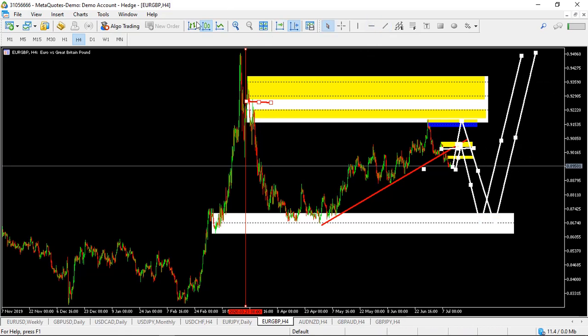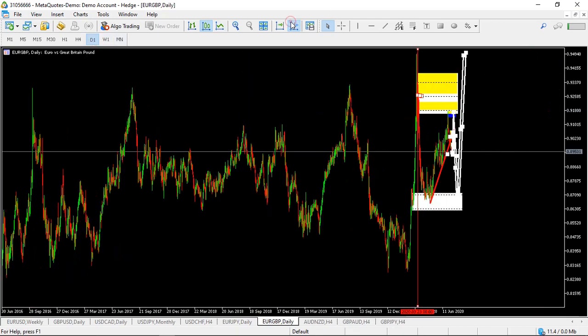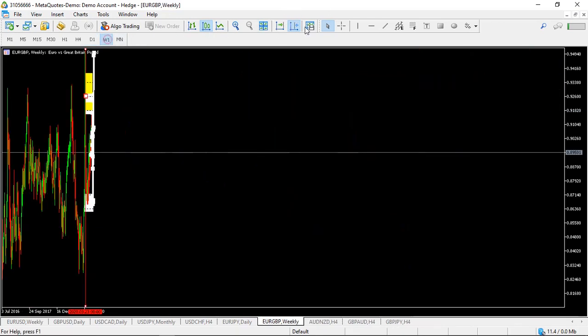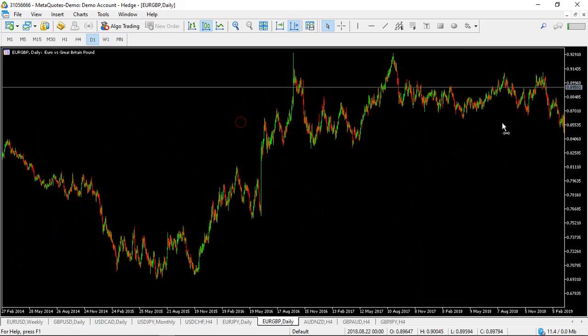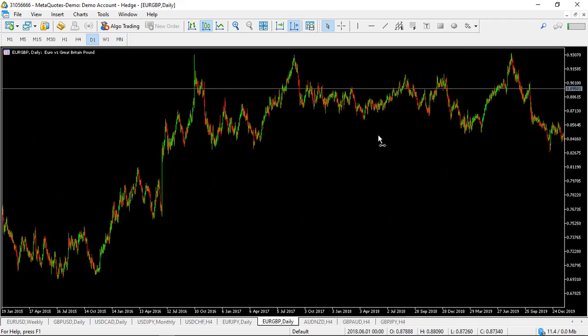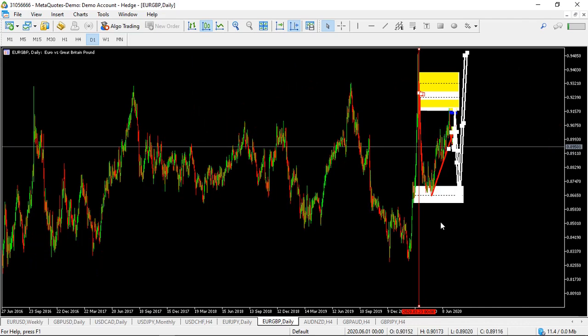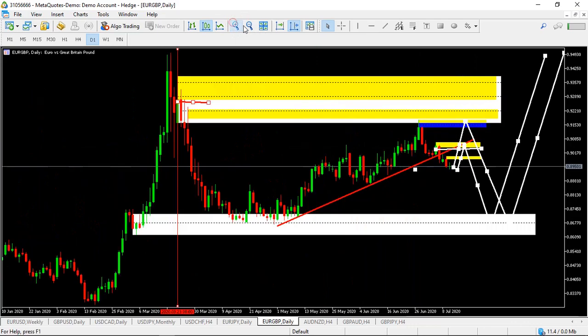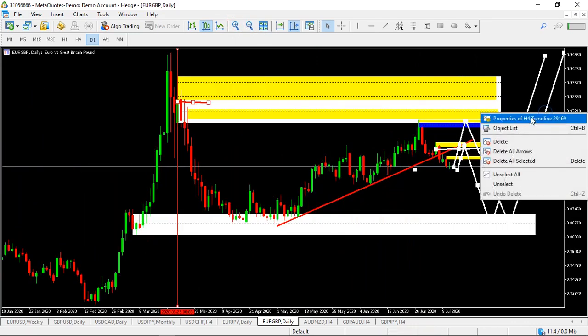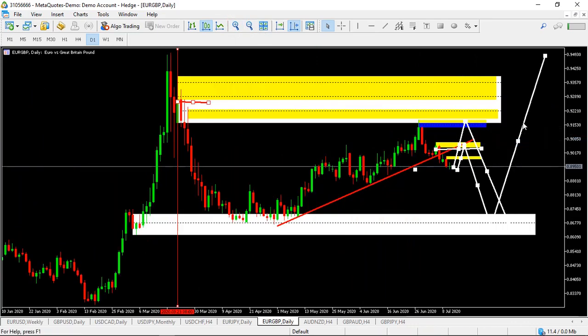Bear in mind that this is an uptrend, it is uptrending, and at the moment it is ranging. So we follow the market. This is just speculation. So the move I see next is a selling move.